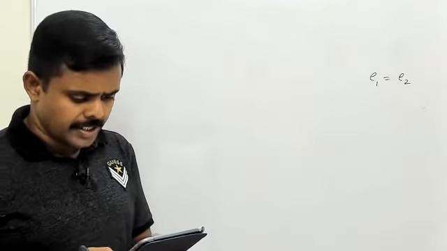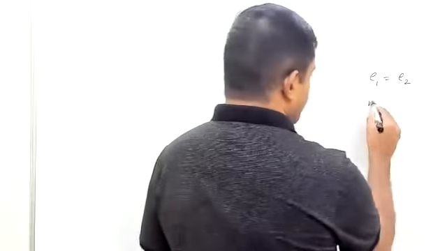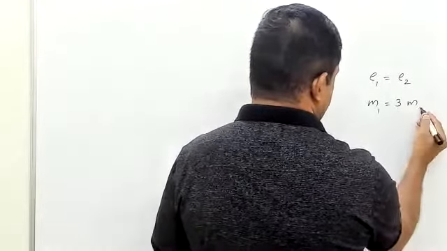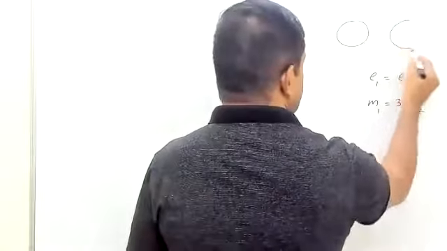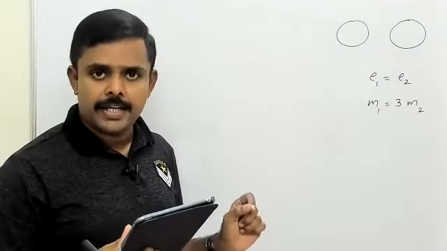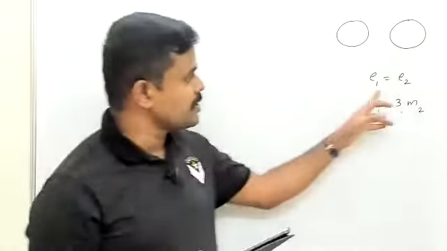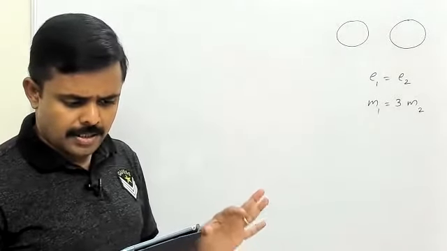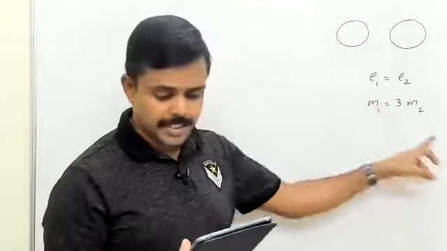The mass of S1 is 3 times that of S2. Look at that again. There are two spheres, one sphere here, second sphere here. They are made up of same material and identical surface finish, which means they have same emissivity, E1 is equal to E2. The mass of S1, the first one's mass, is 3 times that of S2.